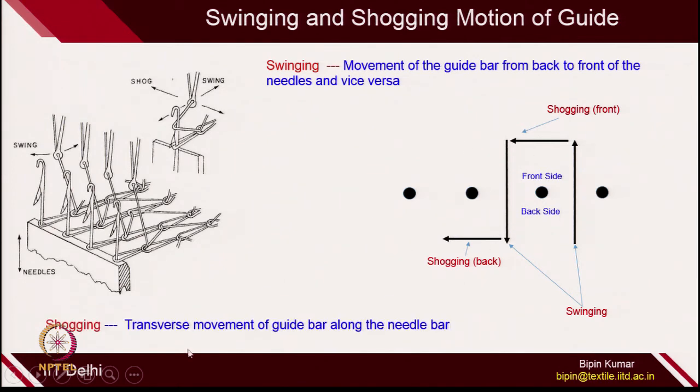And shogging motion is the transfer movement of the guide bar along the needle bar. So these are the two shogging motions, depending on the position, one on the front side of the needle, the other on the back side of the needles. If I want to explain by the needle blocks, let me show you.